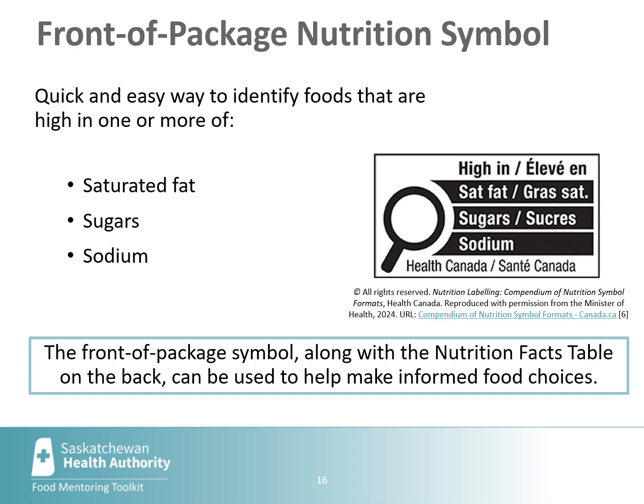Why these specific three nutrients? Regularly eating foods high in saturated fat, sugars, and/or sodium can lead to an increased risk of stroke, heart disease, type 2 diabetes, high blood pressure, and some cancers. The front of package nutrition symbol will help people make quick and informed choices when grocery shopping and support educators who are teaching how to identify foods high in nutrients that can negatively affect health.